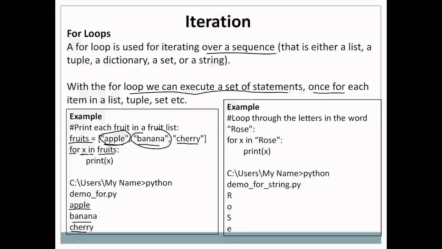Okay, let's see one more example. We have for x in "rows". Again, if you look at rows, this is not a variable. This is directly a literal, a value of type string, enclosed in double quotes. So when the loop is executed for the first time, the first character from this string is assigned to x. So r is assigned to x, and we are printing x, so it will print r.